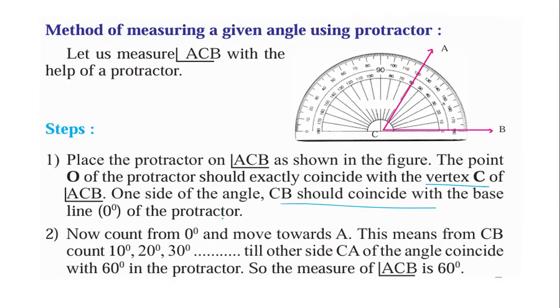This is the 0 degree of the protractor. Now count from 0 and move towards A: 0, 10, 20, 30, 40, 50, 60, till the other side CA of the angle coincides with the 60 degree mark on the protractor. So the measure of angle ACB is 60 degrees.